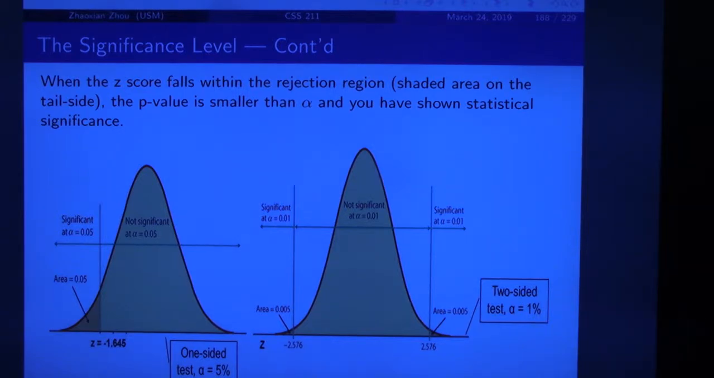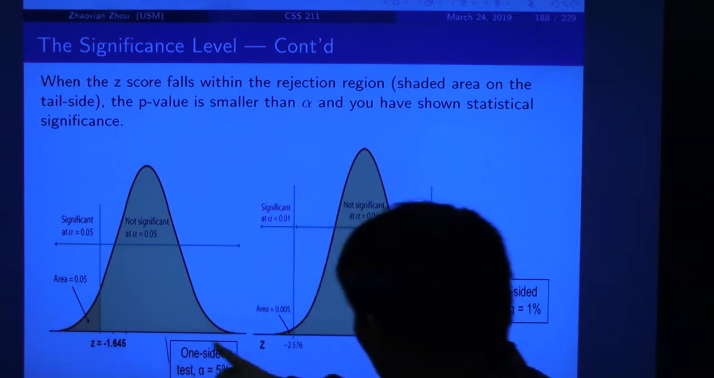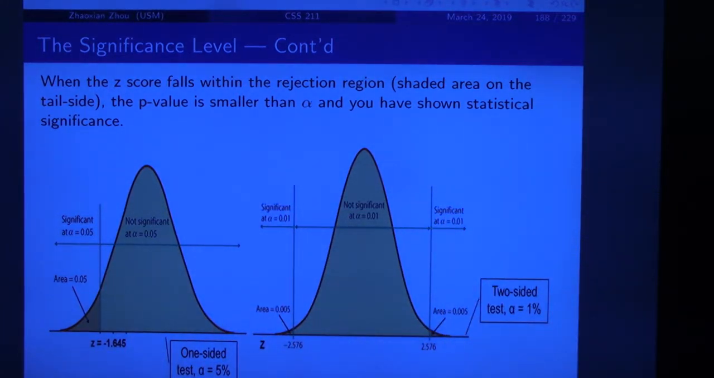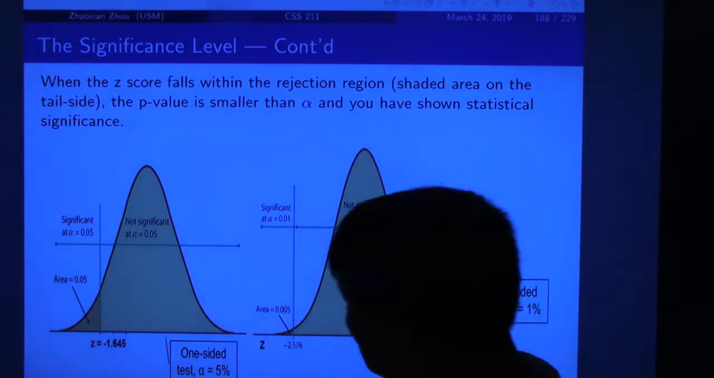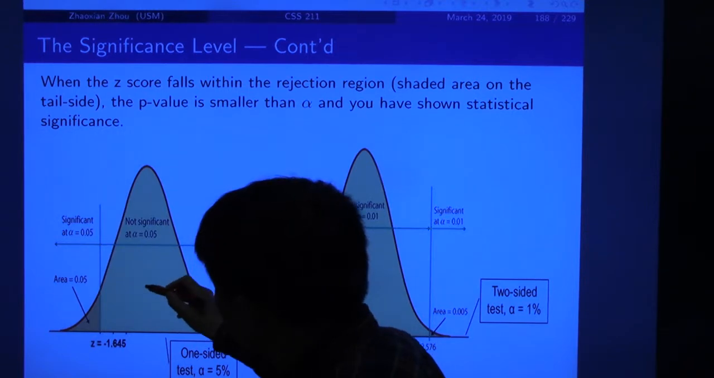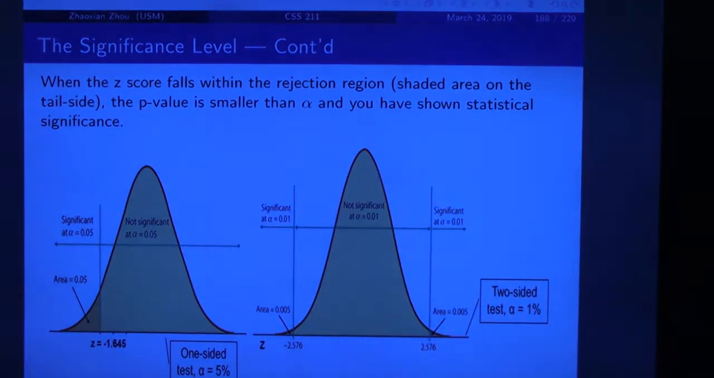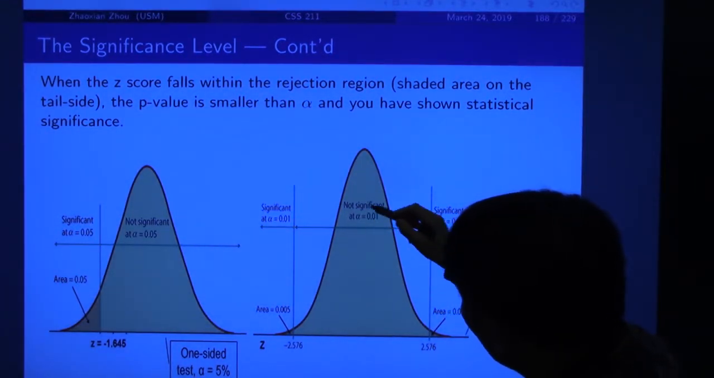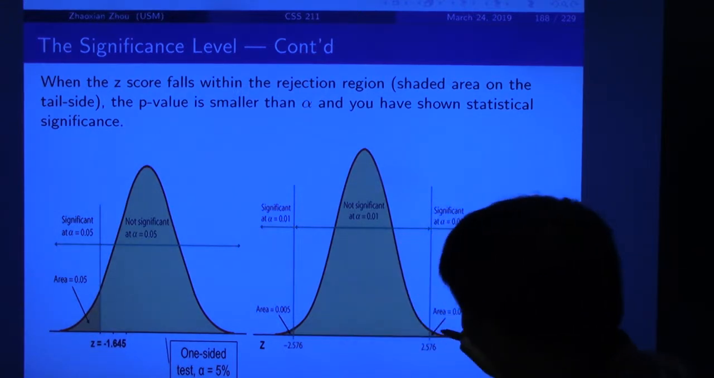When the z-score falls within the rejection region, the shaded area on the tail side, the p-value is smaller than alpha. Where is alpha? Alpha is the shaded area. The alpha value here for alpha equals 1% means this area equals 1%.